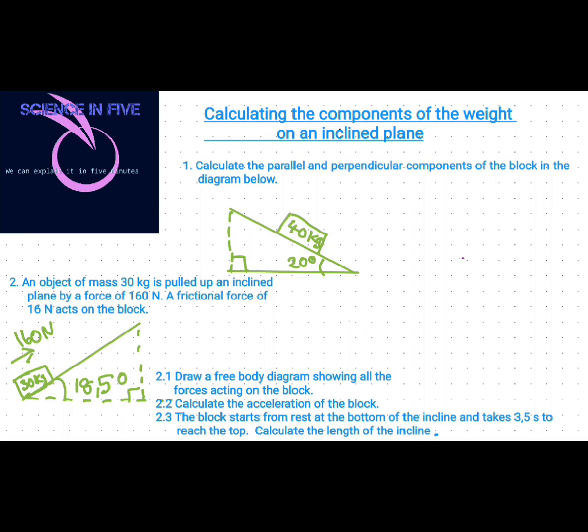Question 2. An object of mass 30 kg is pulled up an inclined plane by a force of 160 newtons. The angle of inclination there is 18.5 degrees. The 160 newton force is acting parallel to the incline. The frictional force acting is 16 newtons.